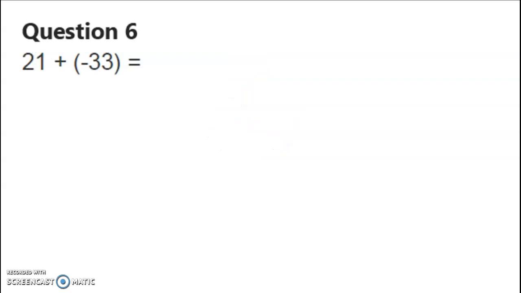Question number 6. So we have addition, where it's the same thing: difference, and then the heavier number takes the sign. So the difference between 21 and 33. I don't know this off the top of my head, so I'm going to do a quick subtraction problem to determine that. 3 minus 1 is 2. 3 minus 2 is 1. So my number is 12. So again, which of these is heavier or has the greater absolute value? Well, 33 does. So my answer is going to stay negative.